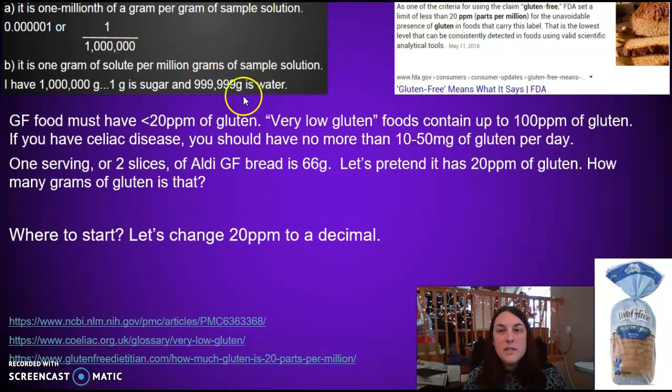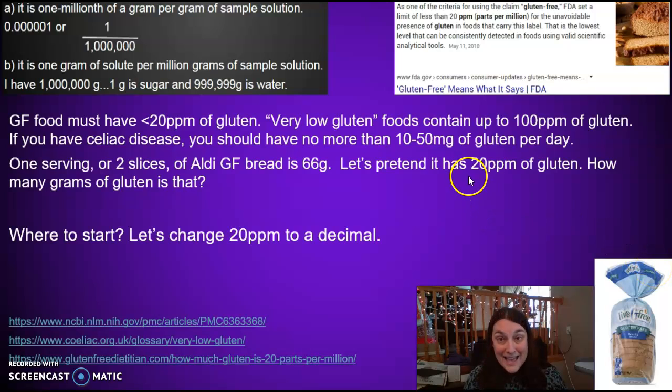Gluten-free. So gluten-free, are any of you gluten-free people? Gluten-free, which is GF food, must have less than 20 parts per million of gluten. Very low gluten foods contain up to 100 parts per million of gluten, so it is a big difference. If you have celiac disease, you should have no more than 10 to 50 milligrams of gluten per day. 1 serving or 2 slices of Aldi's gluten-free bread is 66 grams. I picked that one because that's what my daughter eats.